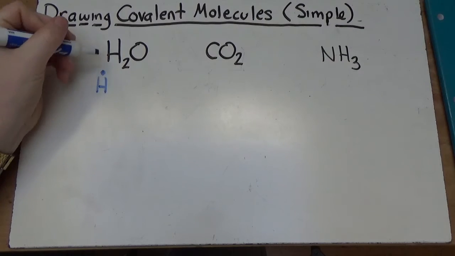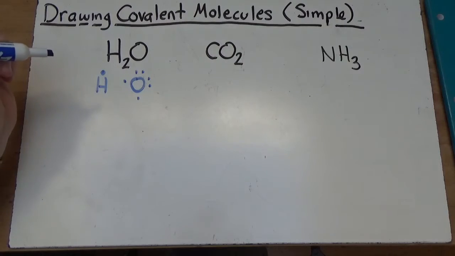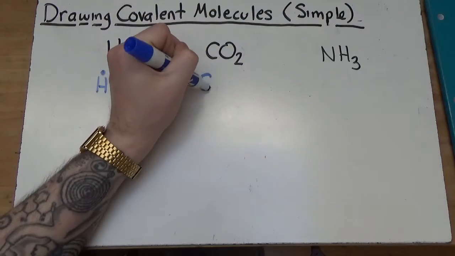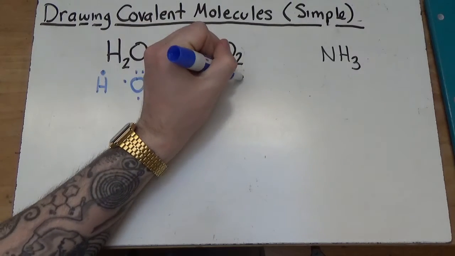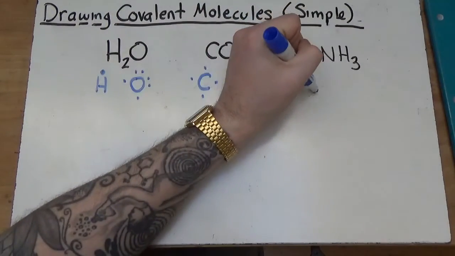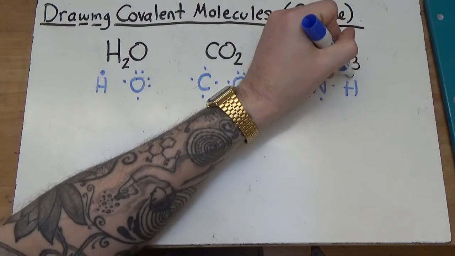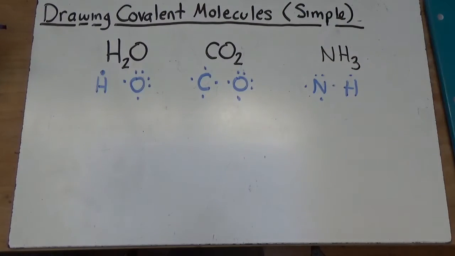So for water, we have H looks like this, oxygen like this, carbon, oxygen again, nitrogen, and hydrogen. Now, we have a choice.